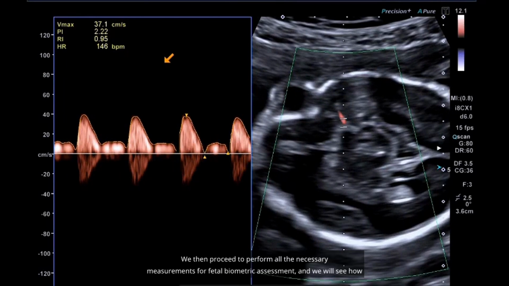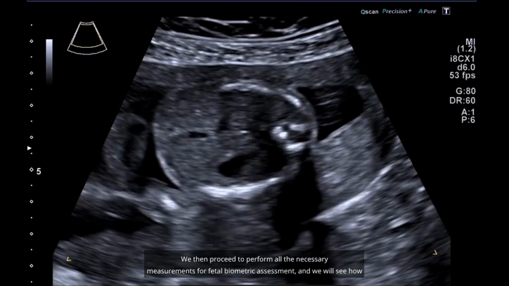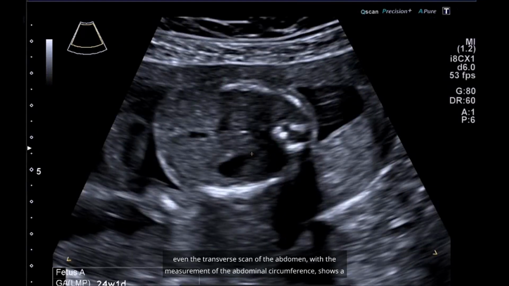We then proceed to perform all the necessary measurements for fetal biometric assessment, and we will see how even the transverse scan of the abdomen with the measurement of the abdominal circumference shows a biometric value below the 3rd percentile for the gestational age. In this case, we will always rely on the trace in order to achieve the most accurate measurements possible.